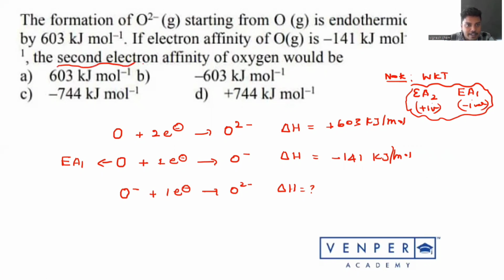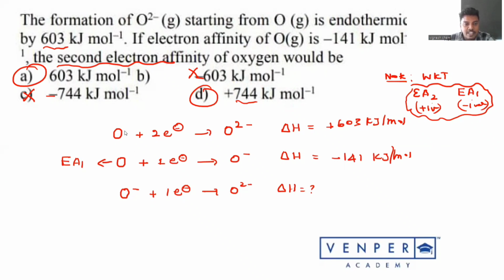They are asking the second electron affinity. Therefore, option B is not correct because it is a minus value, and option C is also a minus value. Therefore, we can omit those options based on this concept. What is the concept? The second electron affinity is always positive, and the first electron affinity is always negative. Now two combinations remain: option A and option D. See option A: same value, right? 603. This value is 744. Now we have to apply the concept.